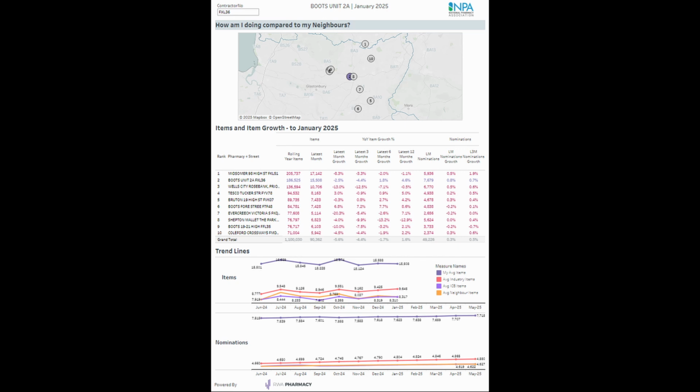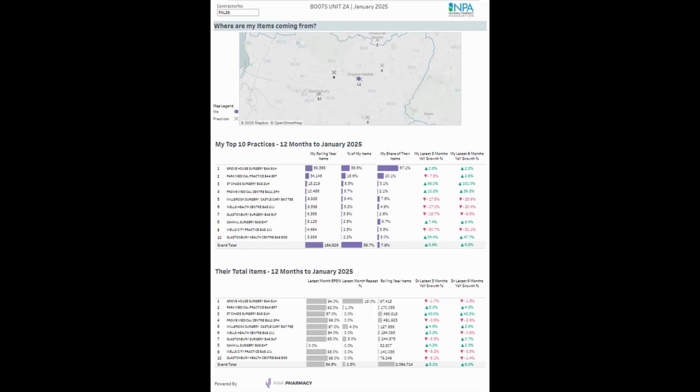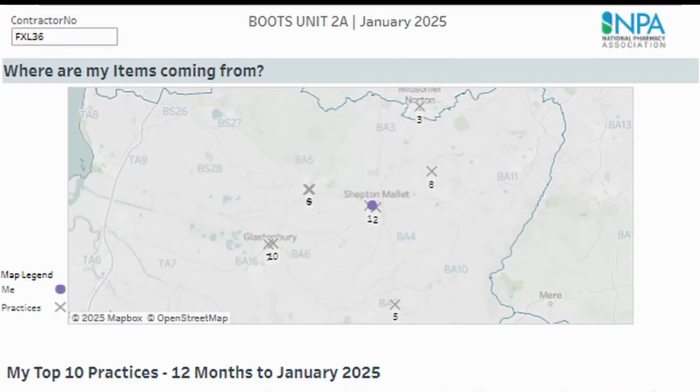ground over time. The practice performance page focuses on where your prescriptions are coming from, specifically which GP practices are generating the most item volume for your pharmacy. The top of this page has a map showing the proximity of these practices to your pharmacy. The map is limited to 10 closest practices, as these are the most likely to influence your dispensing numbers.